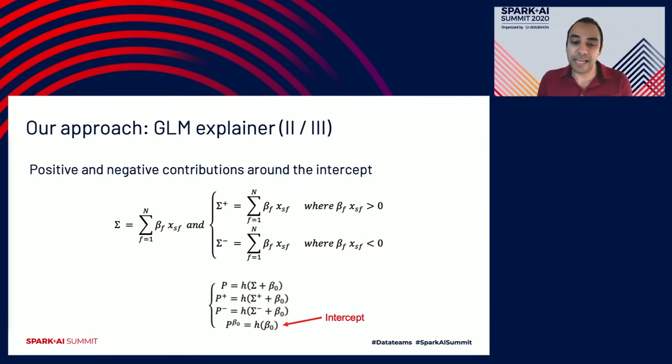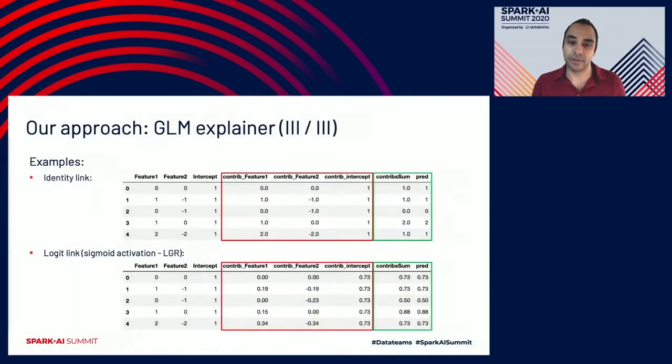What I'm gonna do instead is let's look at a couple of examples and see how our algorithm deals with prediction explanation. So on the top, you have the identity link, which refers to the simple linear regression. And in the bottom, we have the sigmoid activation, which results in the popular logistic regression. So both linear regression and logistic regression are special cases of generalized linear models, or GLMs.